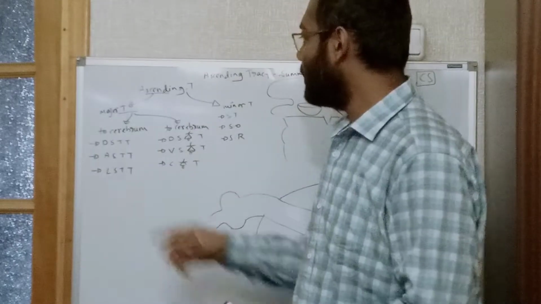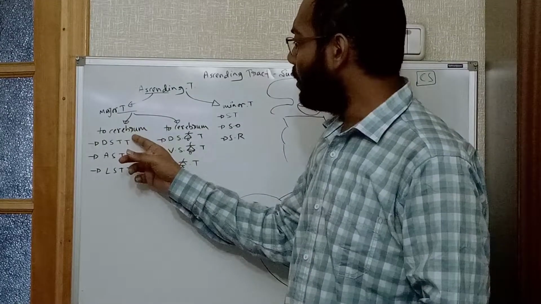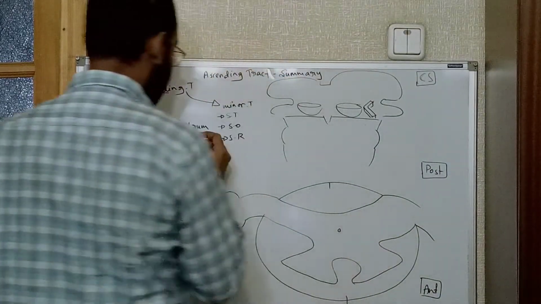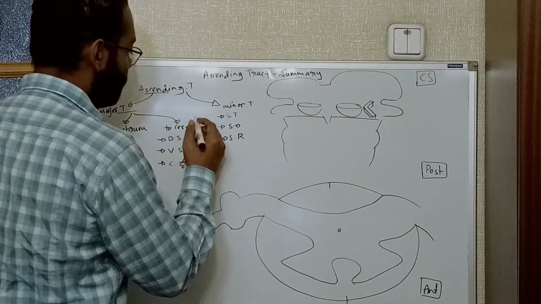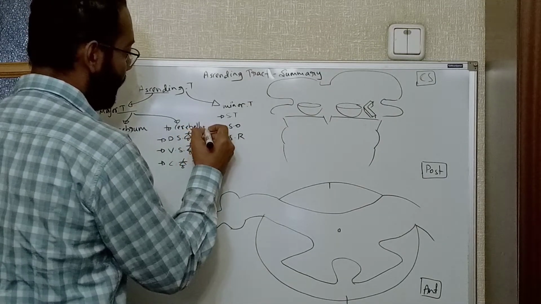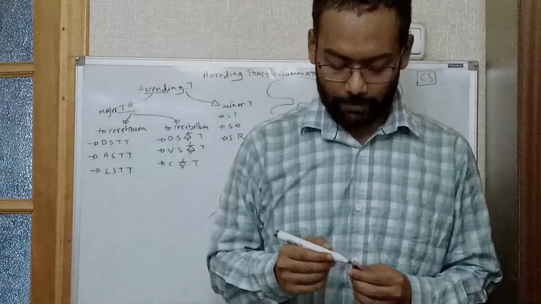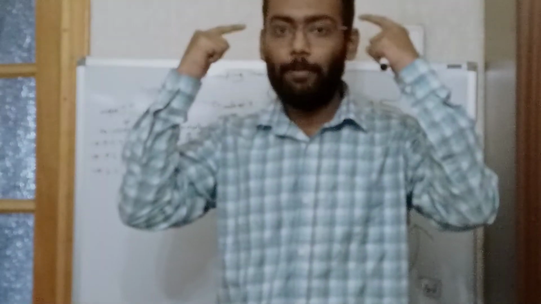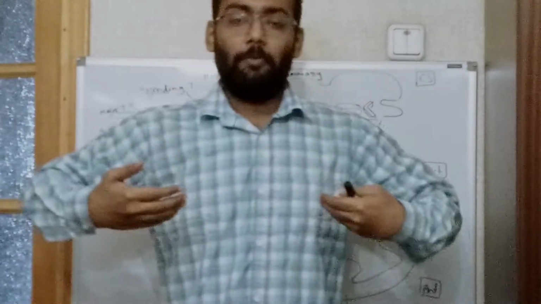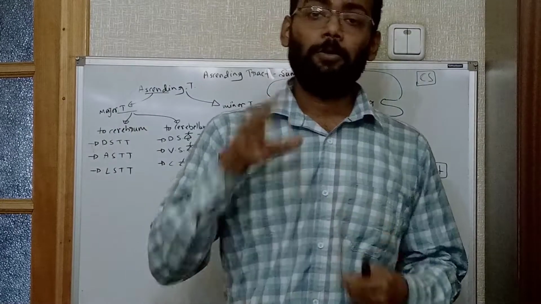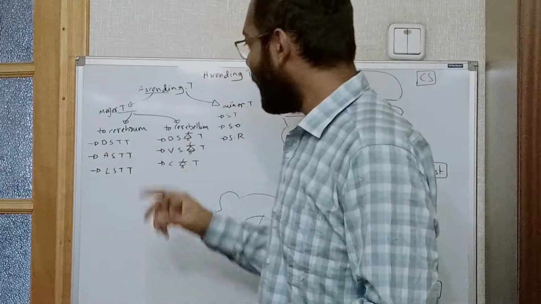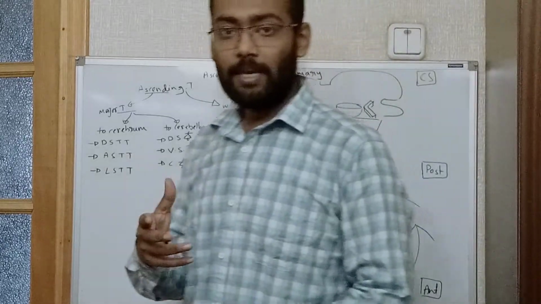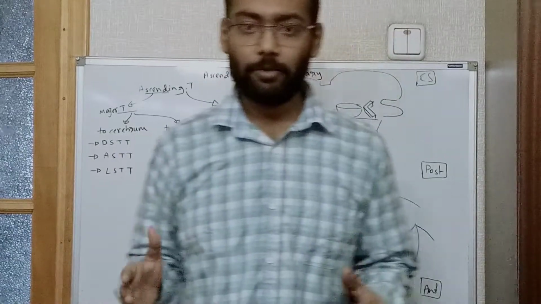So according to this, the major tract can be two types: one is cerebrum, another one is cerebellum. Now see, we divided these two parts according to the end point. But you know, fibers are coming from the downside, so according to the downside, we are going to divide. In case of cerebrum, we say it can be dorsal, lateral, anterior.